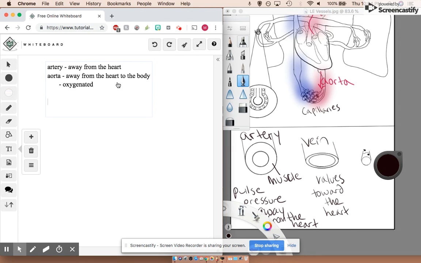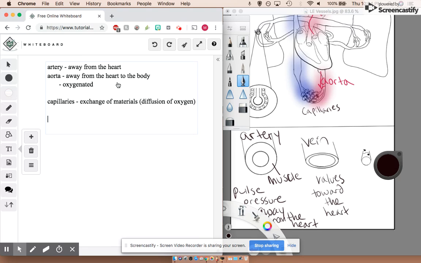So far we've talked about the arteries, the aorta, we talked about capillaries. They're in charge of exchange of materials. So there's going to be diffusion, mostly. And here's where we're talking about oxygen. It could also be nutrients when we're relating it to the digestive system, and stuff like that.